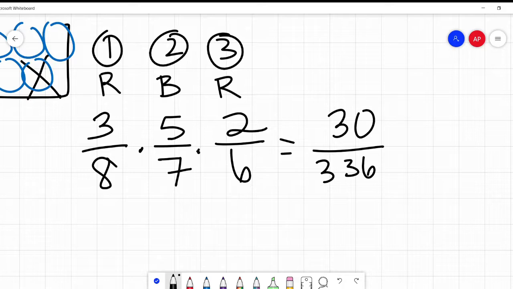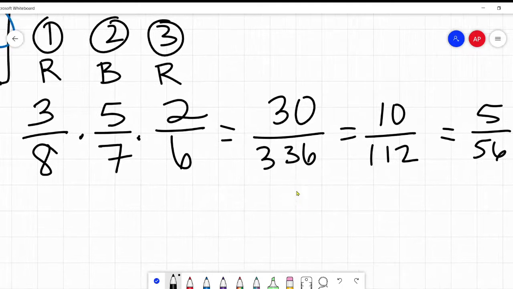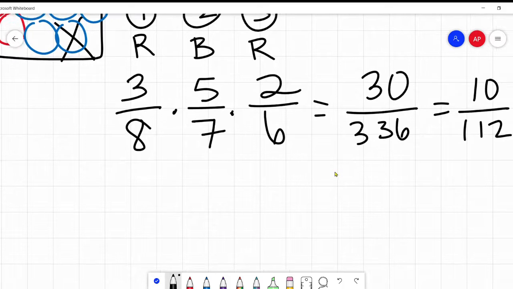Anyway, 3 times 5 times 2, 8 times 7 times 6. And we can simplify this. Let's see how we simplify this. If I divide both by 3, I get that down to 10 and 112. That can go further to 5 over 56. And that's as far as that goes. Okay, so 5 out of 56.